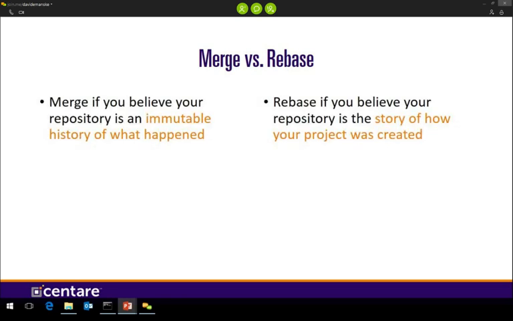If you believe that your source code repository is supposed to be the historical record of what actually happened, you should probably use the merge model, because it's not going to rewrite anything you've already done. If you'd rather have your source control be the story of how your project was built and what happened at various times, then rebase might be the way to go, because you would never publish the first draft of a story, and this lets you go back and rewrite some of the work you've done in between to clean it up and make it easier to read.